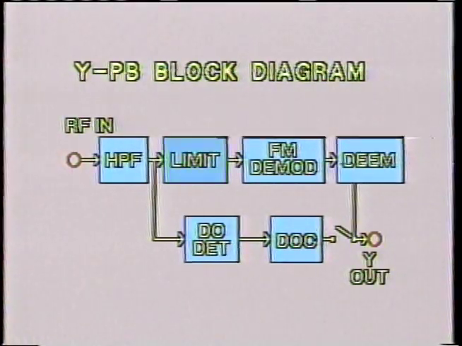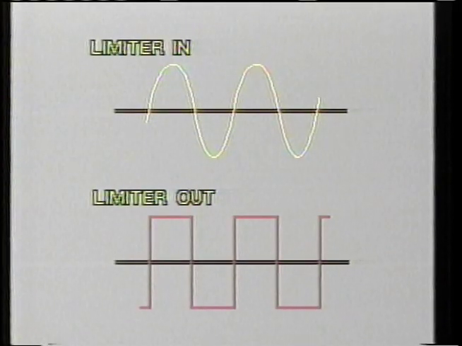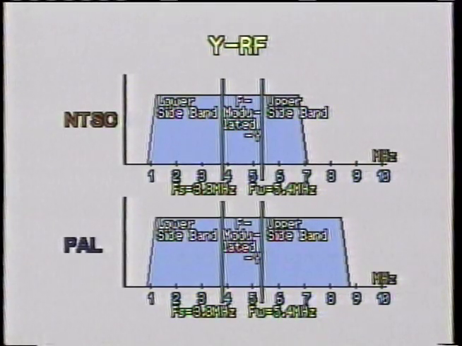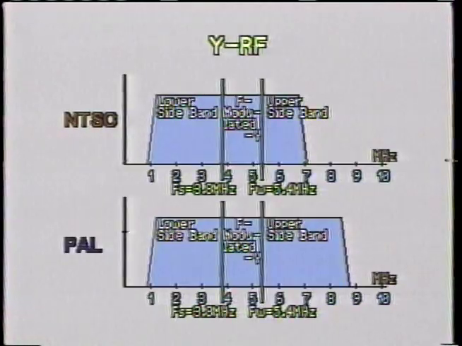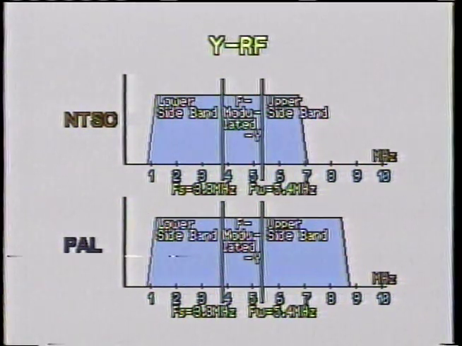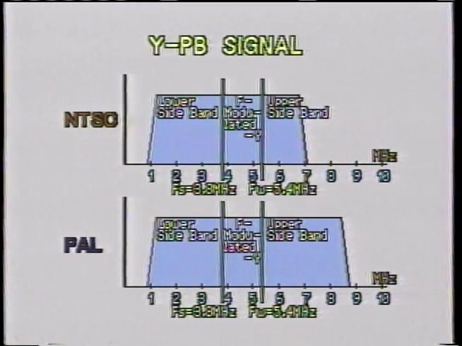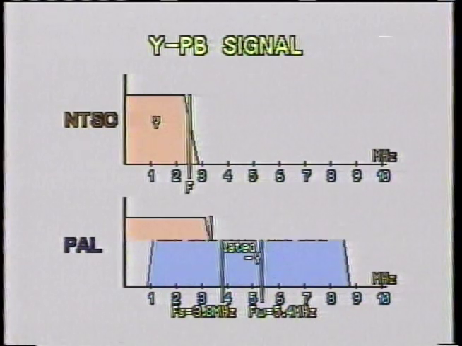The limiter circuit. As previously explained, this circuit controls the level fluctuations due to changes in tape head contact. This is an essential circuit for reproducing the lost upper sideband during playback. The FM demodulator. The YFM signal is converted into a Y signal by the pulse counter and delay line type demodulator.